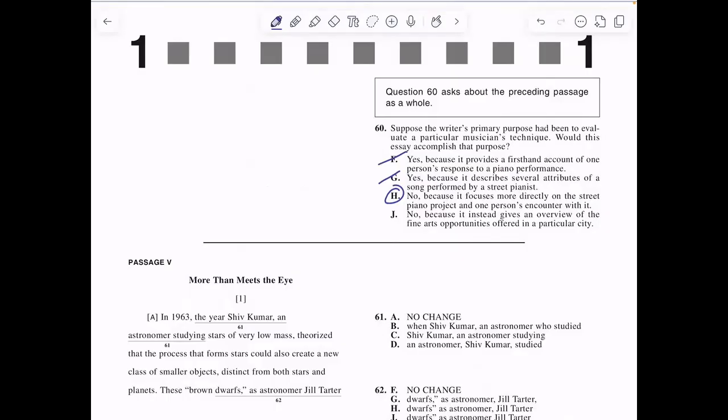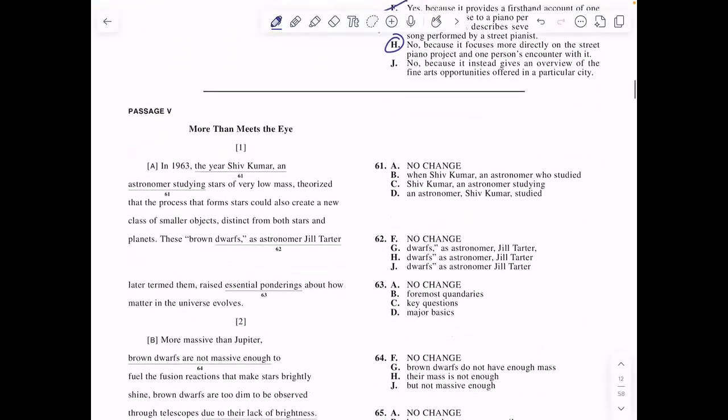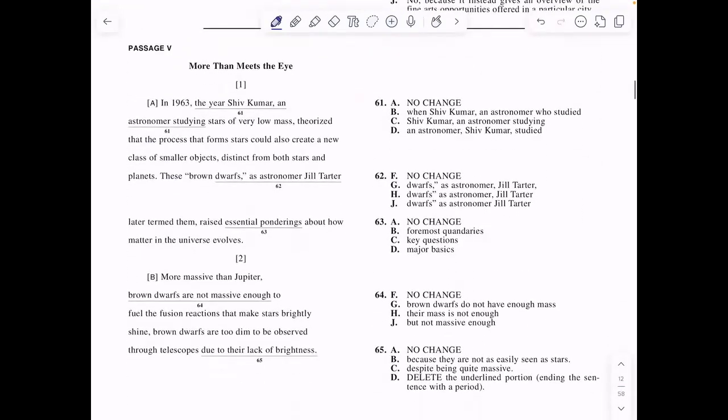Last one, we're almost there. These old ones are long for sure. We're grateful for the new 50 question link. In 1963, the year Shiv Kumar, an astronomer studying stars of very low mass, theorized that the process that form stars could also create a new class. Holy smokes, that is a long sentence. Let's see if we can break it up.